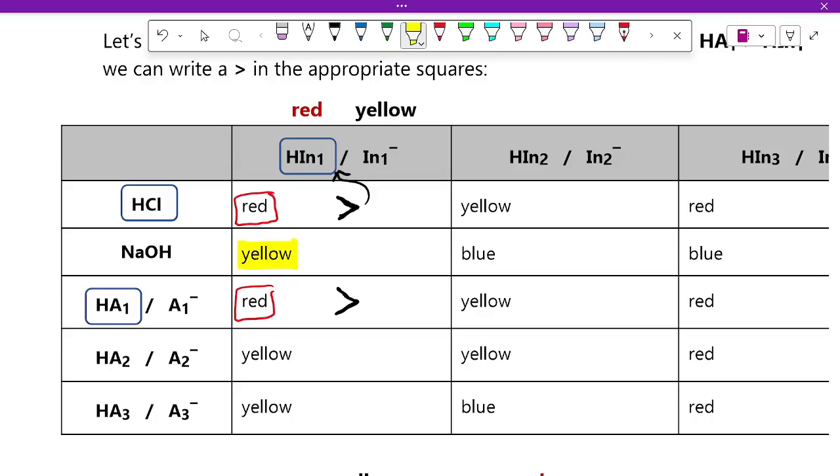NaOH turns it yellow. Is NaOH a stronger or weaker acid than the indicator? It is a weaker acid. So anything that does the same as NaOH is also going to be weaker. So far, so good? Weaker, weaker. Maybe I should make those different colors so you can see it better. There we go.